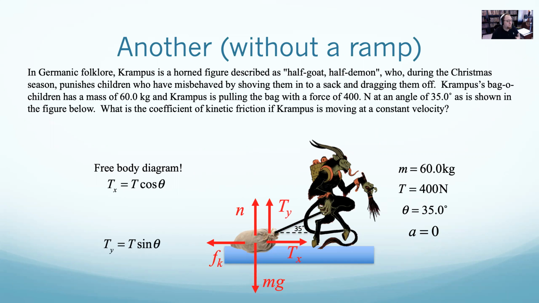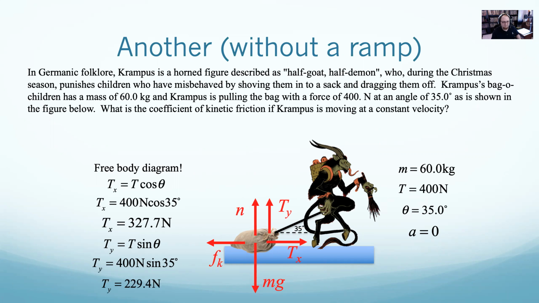And I can solve for T of x and T of y by saying T of x is T cosine theta and T of y is T sine theta. Or 400 cosine 35 and 400 sine of 35, to get my values of T of x and T of y. Once I get that, I'm going to ignore these numbers. I don't need those. I just needed to get these numbers. Any questions so far?